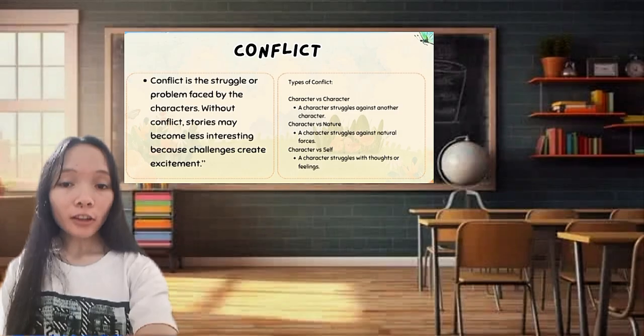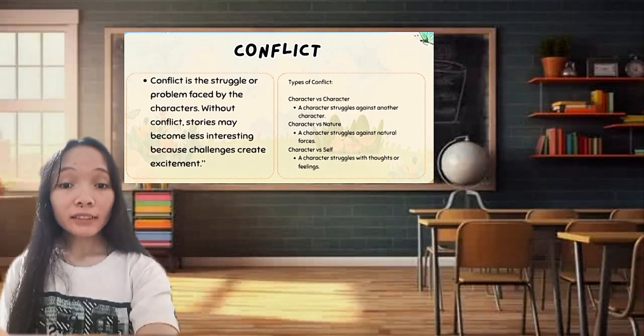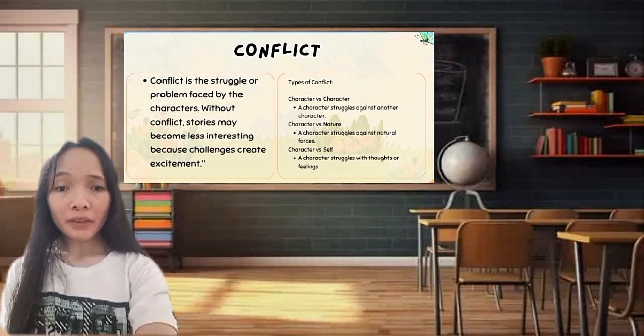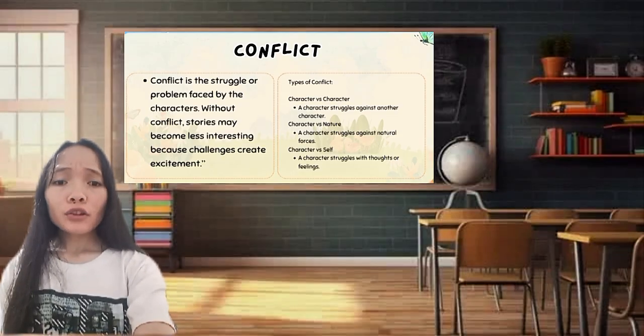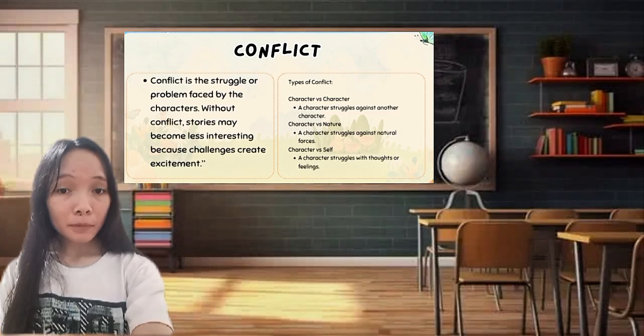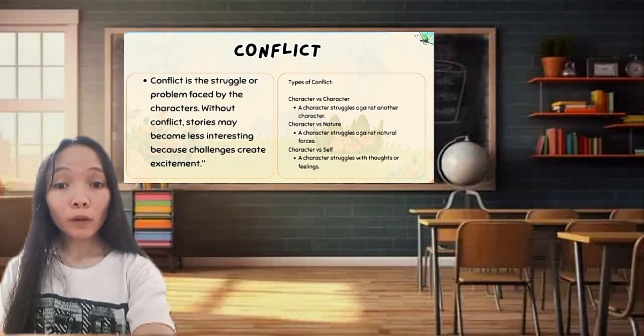Next, we have types of conflict. First, we have character versus character. This happens when one character struggles against another character. This type of conflict usually happens between enemies, rivals, or people with different goals. An example is Cinderella against her stepmother.